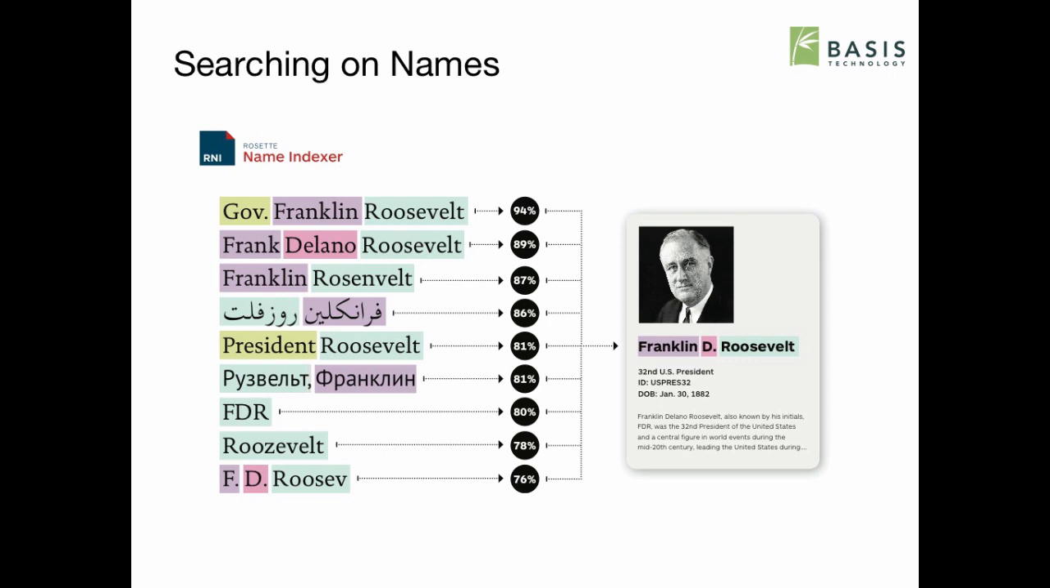Name problems also come up in a cross-language context. Here are a lot of different ways that people can refer to the President of the United States from the historical past, Franklin Delano Roosevelt, and all of these are real references to the same guy, and the Rosette Name Indexer can give you a score that relates each one of these forms to the normalized form of his name.